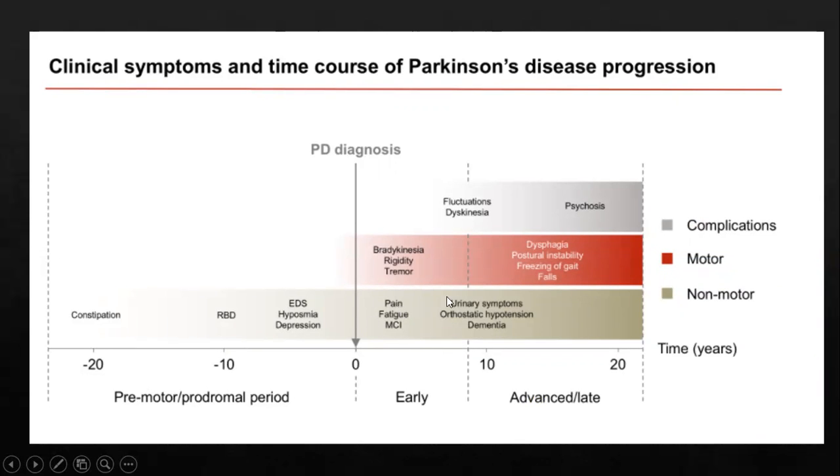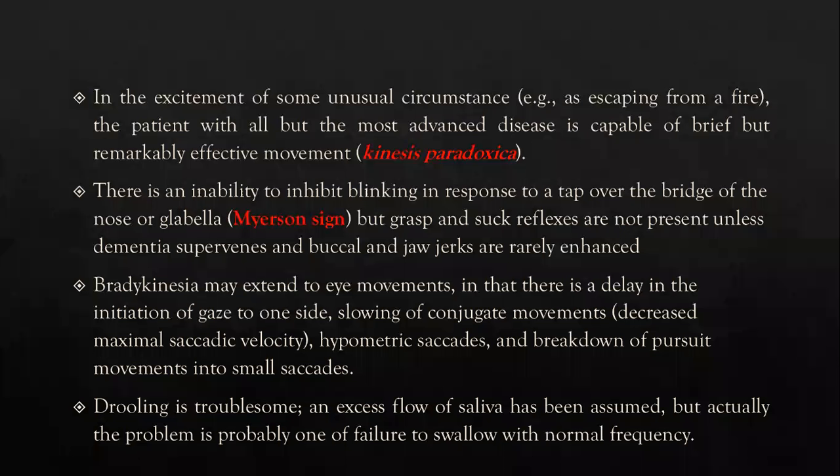As the motor symptoms progress, there is involvement of other higher mental functions, and there is dementia, and then ultimately the patient can even go into psychosis, and there can be frequent falls and so on. However, in the excitement of some unusual circumstances, this patient is not going to have all this bradykinesia and everything, and the patient is going to be remarkably free of the movement disorder. For example, if he sees fire, in spite of having bradykinesia and everything, he can escape the fire. So this is called kinesis paradoxica.